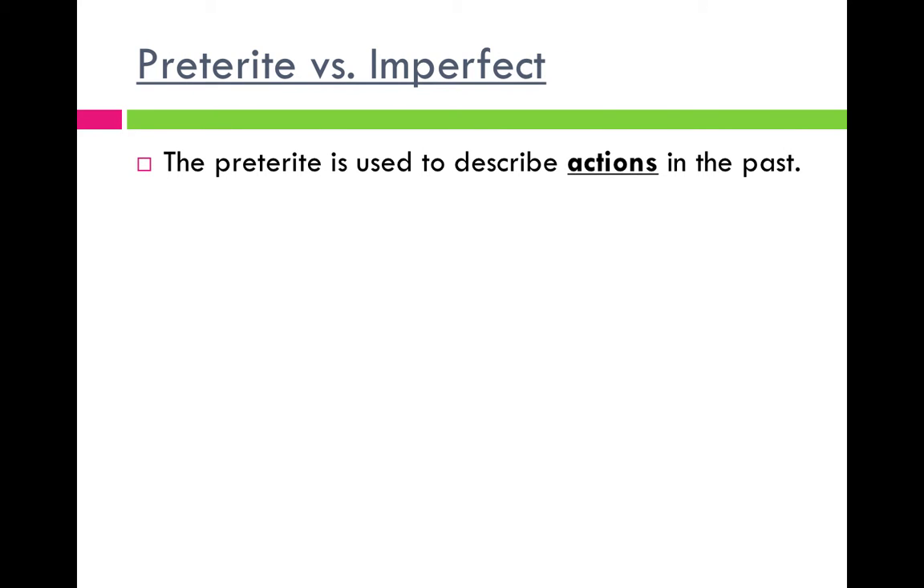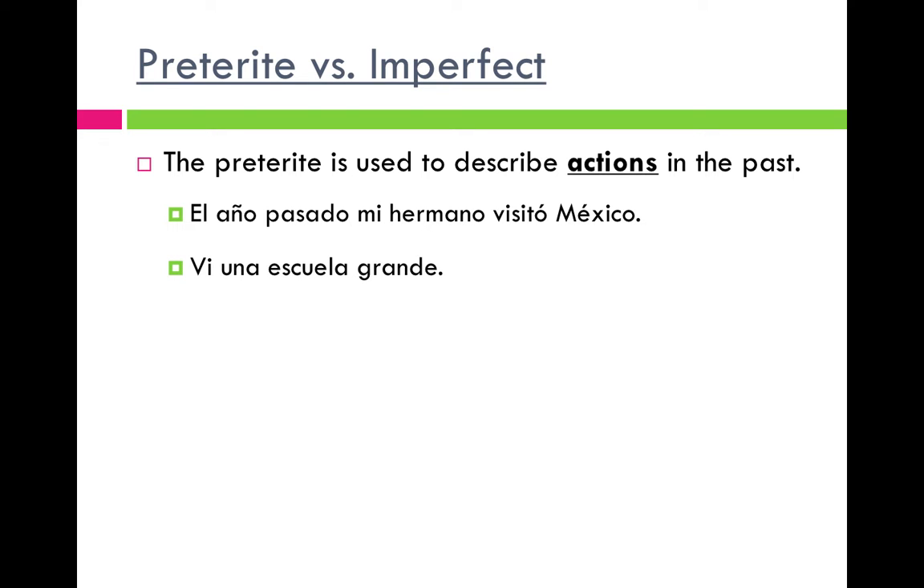Now the preterite is used to describe an action in the past. El año pasado mi hermano visitó México. So last year my brother visited Mexico. Vi una escuela grande. I saw a big school. Vi la escuela muy bien. I saw the school very well.